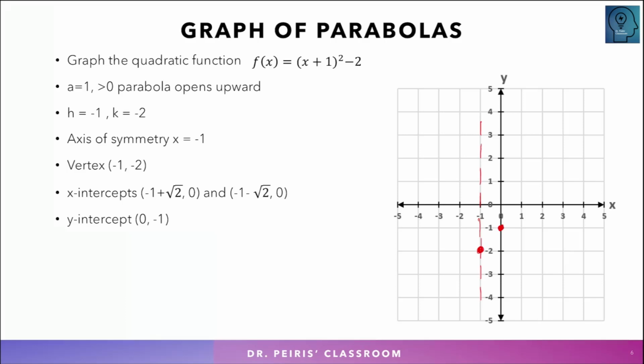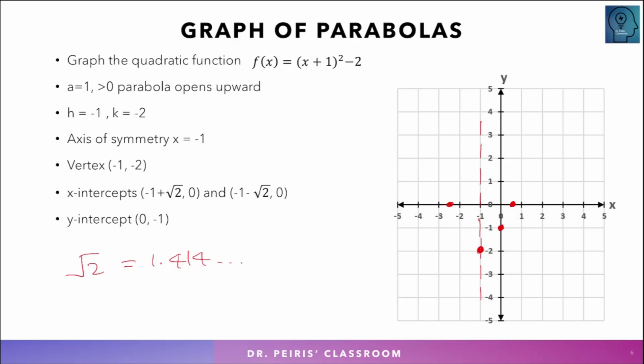Now we need to mark the x-intercepts. The x-intercepts are negative 1 plus or minus radical 2. We all know that radical 2 is close to 1.414. So negative 1 plus radical 2 is going to be 0.414. This means right here I have one x-intercept. The other intercept is negative 1 minus radical 2, so negative 1 minus 1.414, which is minus 2.414. So right here is minus 2.414.